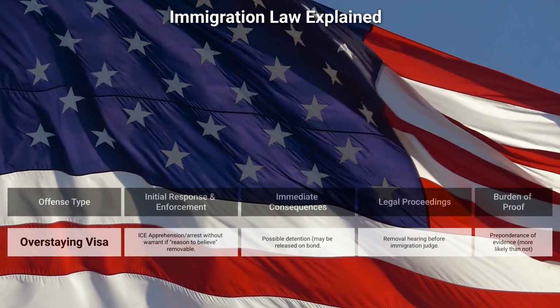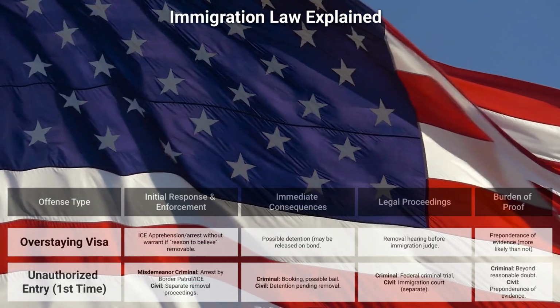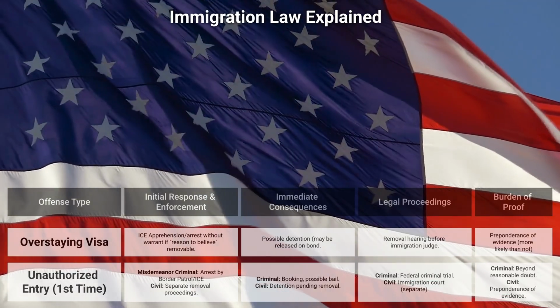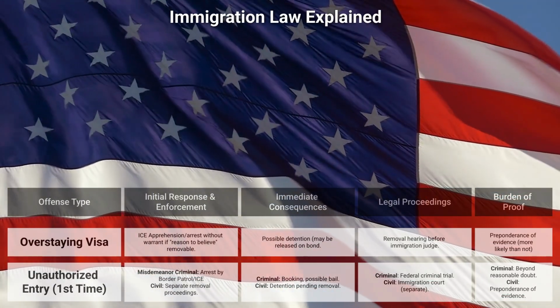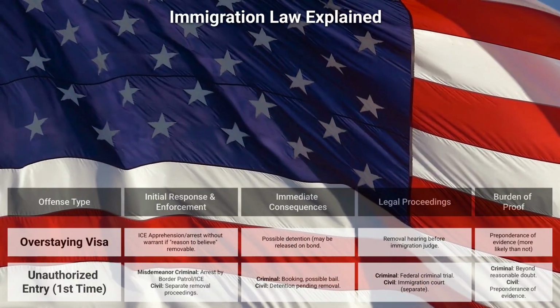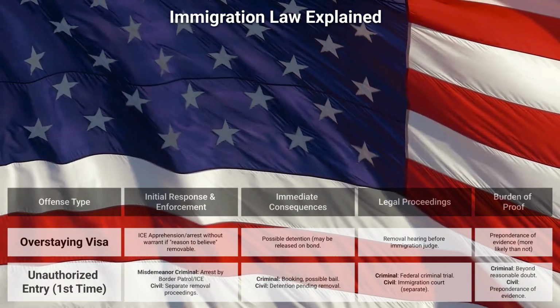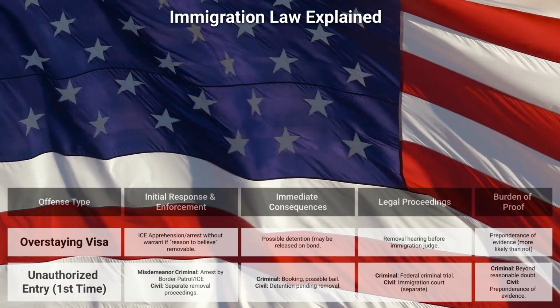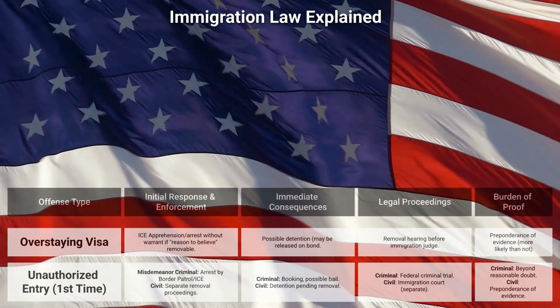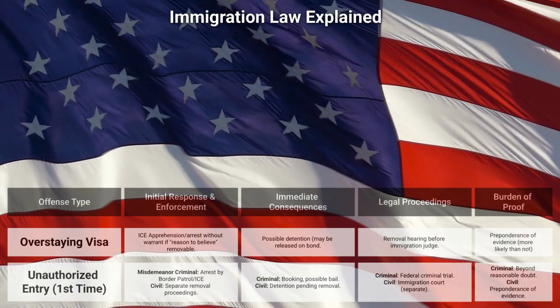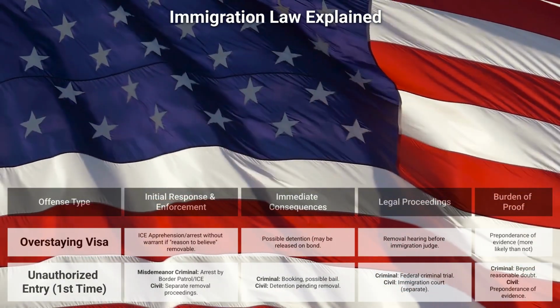Now, I need to be precise here. Unauthorized entry, physically crossing the border without inspection, can be prosecuted as a federal misdemeanor. That's a criminal offense. But even when someone is convicted of that crime and serves jail time, the subsequent removal proceeding remains civil. Why does this matter? Because the consequences are different, and so are the procedures.